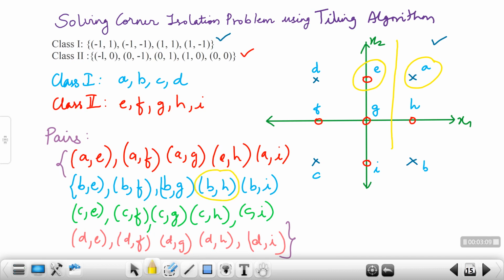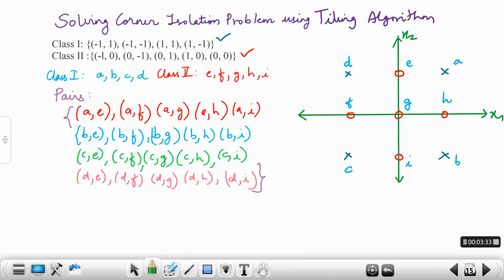Similarly, if I want to separate B and H, where is B? B is here, H is here. So the line has to be drawn somewhere here or here or here, anywhere, such that these particular patterns B and H are separated. So at the beginning we shall be selecting a random line and see how many pattern pairs get separated by the choice of that particular line.